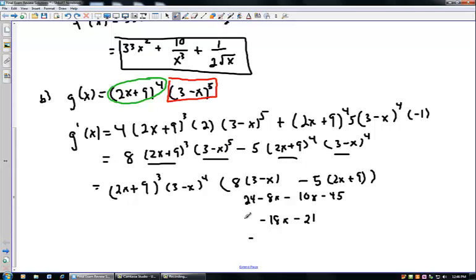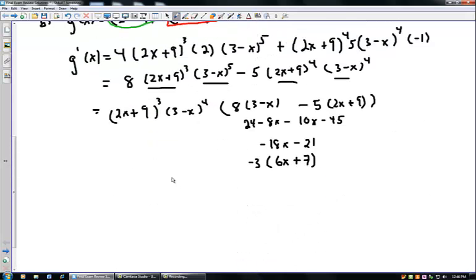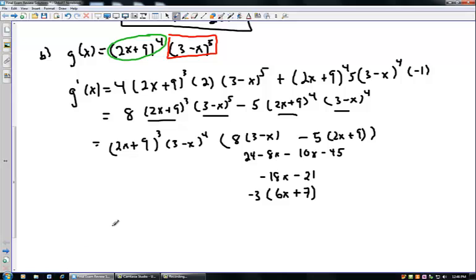So let's factor out a negative 3. And so I can factor out a negative 3, which would make this 6x plus 7. Right, so this times this is that. All right, so my final answer would be equal to, and this would be (2x + 9) cubed with a (3 - x^4).